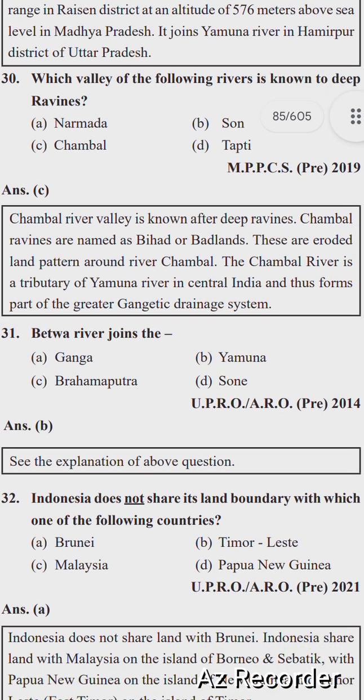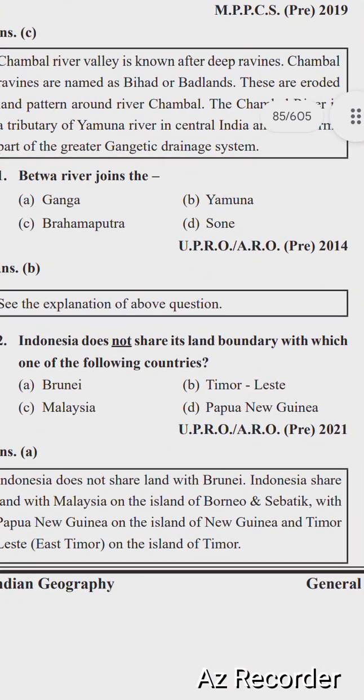Betwa river joins which river? The options are Ganga, Yamuna, Brahmaputra, Son. The right option is B, Yamuna. Next, Indonesia does not share its land boundary with which one of the following countries? Option A Brunei, option B Timor-Leste, option C Malaysia, option D Papua New Guinea. The right option is A, Brunei.